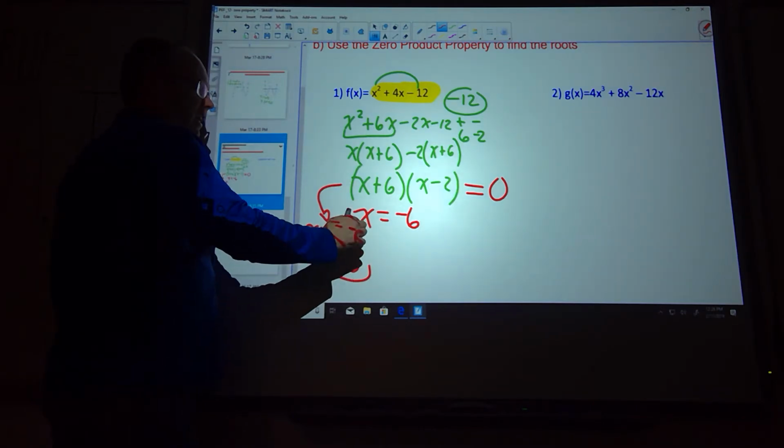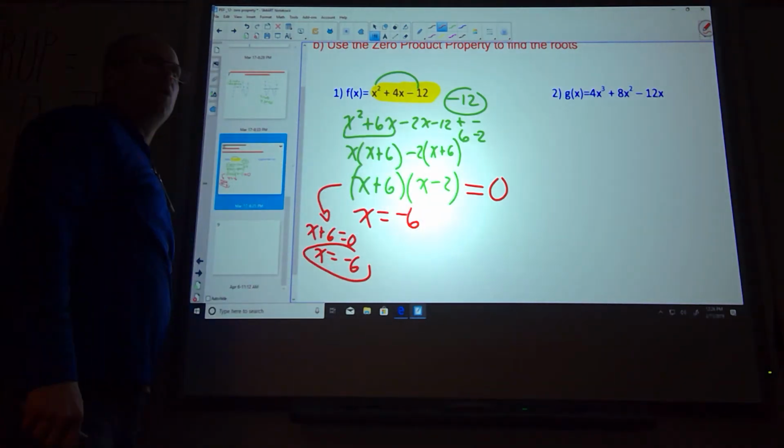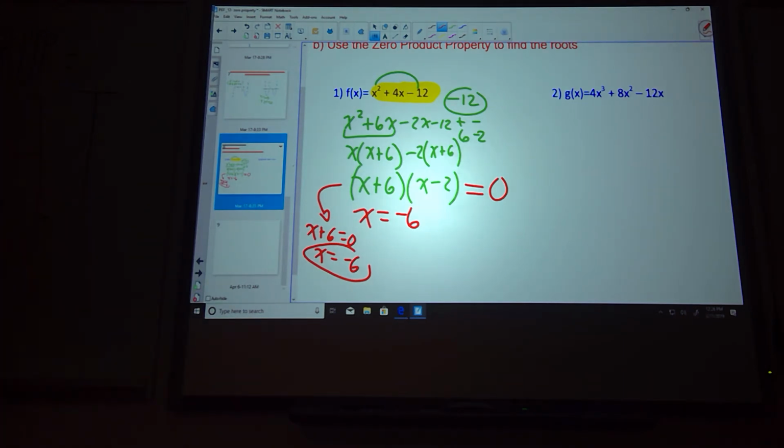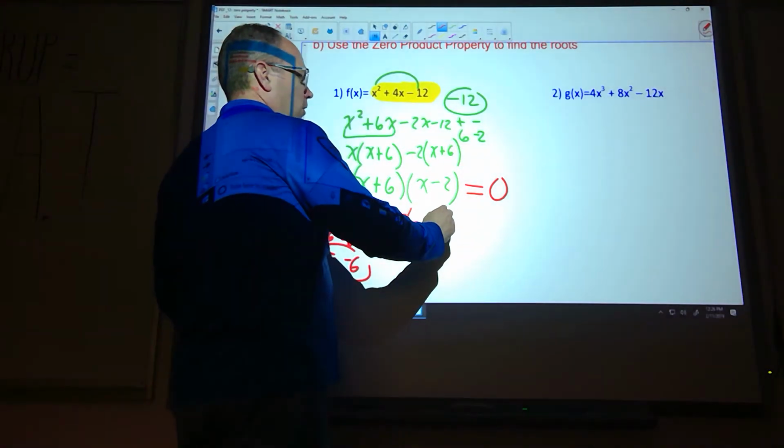So if I take negative 6 and I plug it back in here, the whole answer becomes 0. That means it crosses the x-axis. There's one more 0 or one more solution up there. What is it? Positive 2. Awesome. So x is also equal to 2.